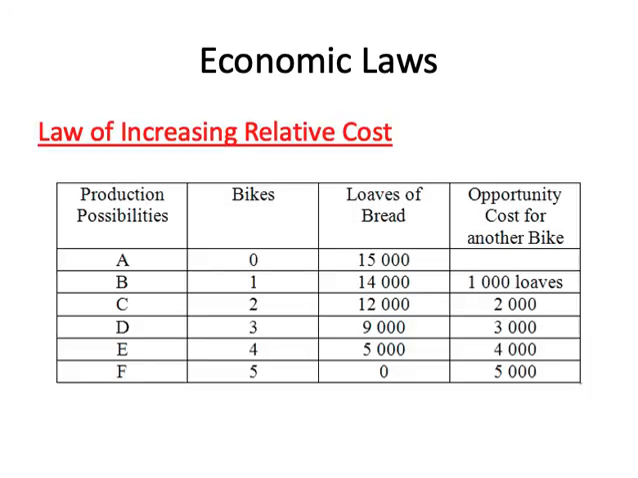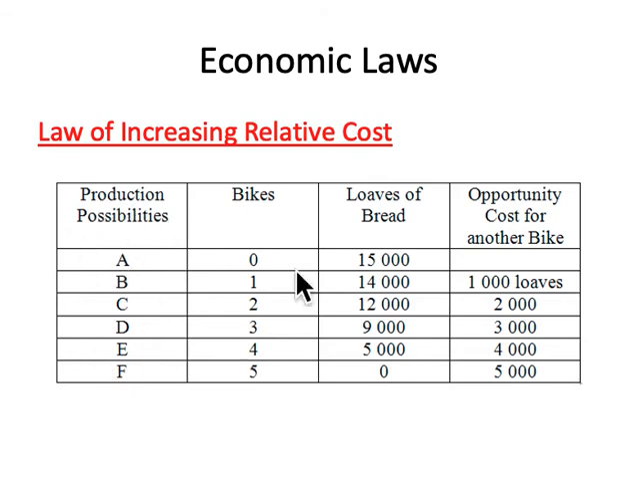Okay, so let's look at what this means. And so we need to take a deep dive into these statistics to understand what the law of increasing relative cost is saying to us. And so I just want to talk about what this graph says, or what this chart says, and then I'm going to ask you to graph it. So we have possible production, A, B, C, D, E, and F. So these are all different possibilities, and these production possibilities are our maximum production possibilities.